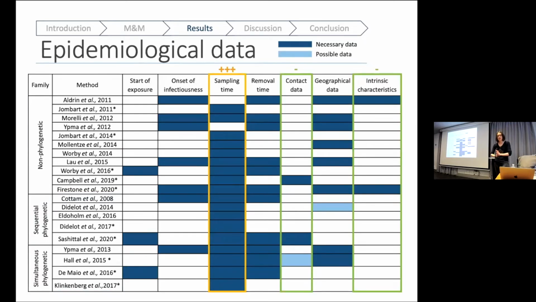Here we can see the data necessary to implement the methods in dark blue. Light blue means that the data could possibly be used in the method. We can see that sampling times were used in the majority of methods, so 18 out of 20 methods, while intrinsic characteristics such as predominant species, number of animals, production period, which can be used to describe a farm, were only used in 2 methods. Similarly, contact data is necessary in 2 other methods.